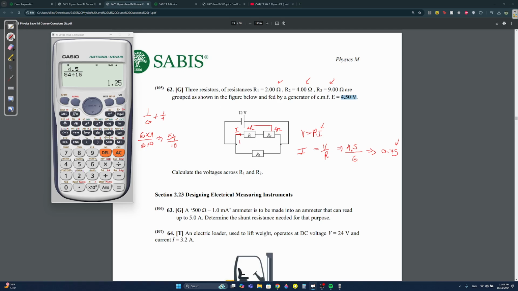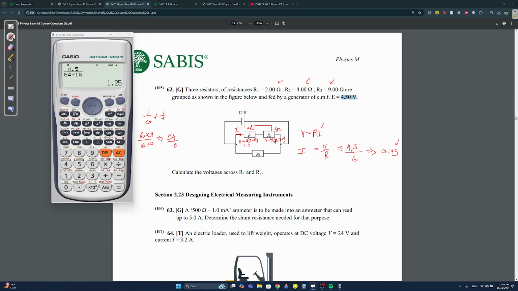So now you can solve for each one. V equals Ri. Here the R is 2, with the current 0.75. So you get 1.5. Here V equals Ri. The resistance is 4, right? With the current again 0.75.